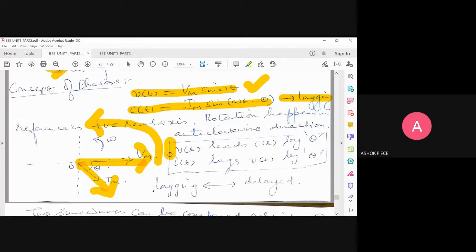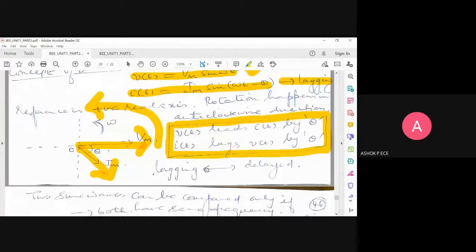So I can say from this, V of t is going to lead I of t by theta, or I of t is going to lag V of t by theta. The term lagging has a synonym. It is called delayed. I gave you an example in the very first class also. When your bus is coming at 8 o'clock to your stop, but the next day because of traffic it comes at 8:10. So actually it should have come at 8, but it is coming only at 8:10. Which means that there is a delay.